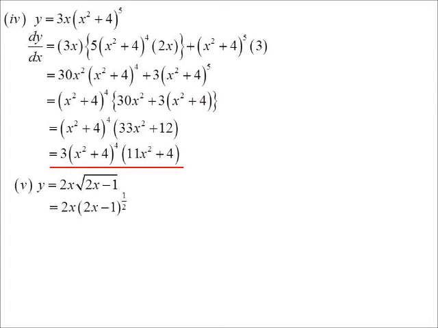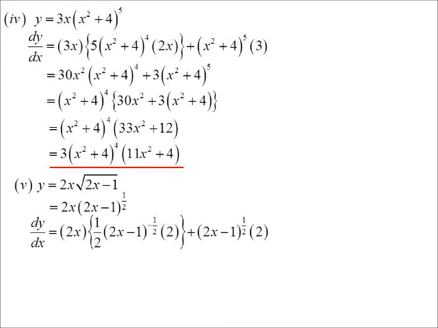Let's use the product rule. Change to index form first, so 2x minus 1 is to the power of a half. Write down the first, 2x. Diff the second. I've got to use my chain rule. Bring down the power, lower the power. Diff the inside, diff 2x minus 1 is 2. Plus, write down the second, 2x minus 1 to the power of a half. Diff the first, 2x differentiates to become 2.